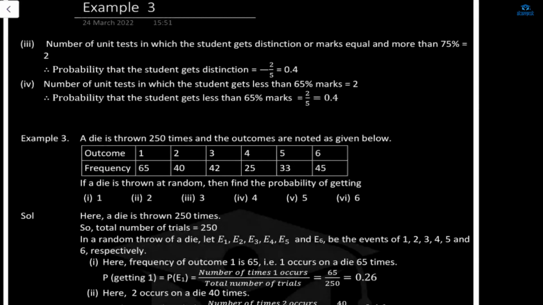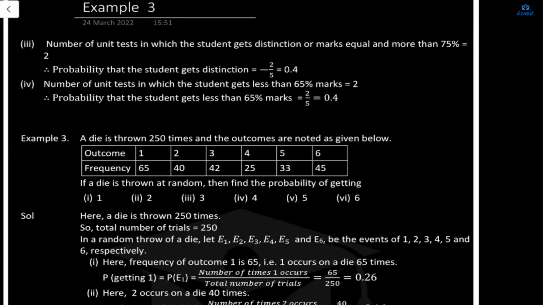Arham, a die is thrown 250 times and the outcomes are noted as given below. The 1 appeared 65 times, 2 appeared 40 times, 3 appeared 42 times, 4 appeared 25 times, 5 appeared 33 times, and 6 appeared 45 times. If a die is thrown at random, find the probability of getting 1, 2, 3, 4, 5, 6. So what is the probability of getting 1?